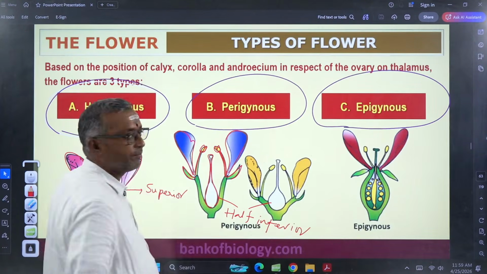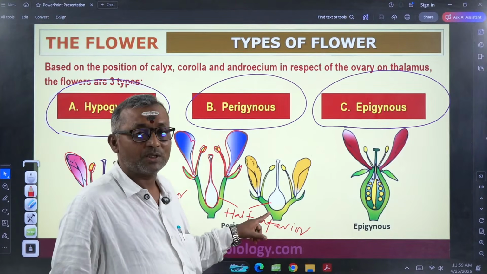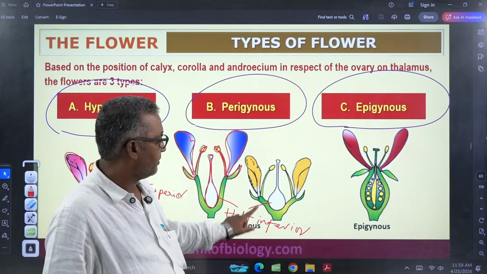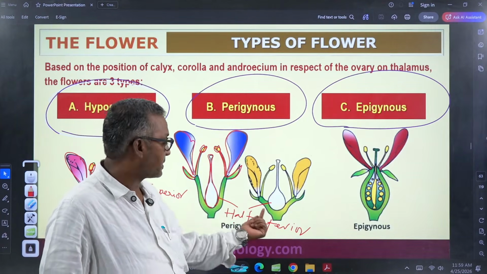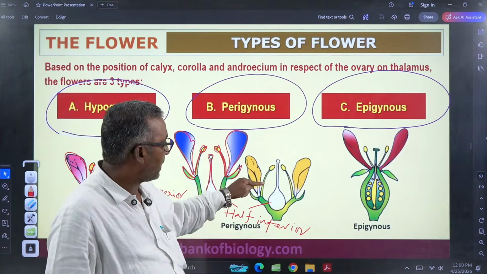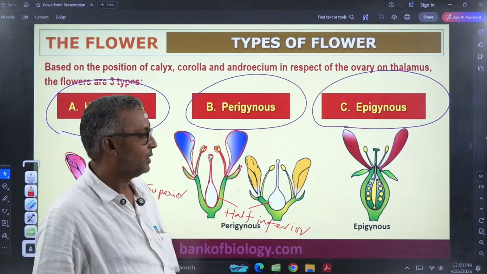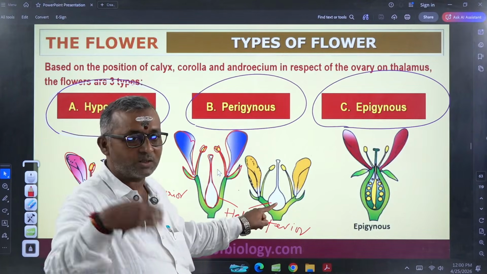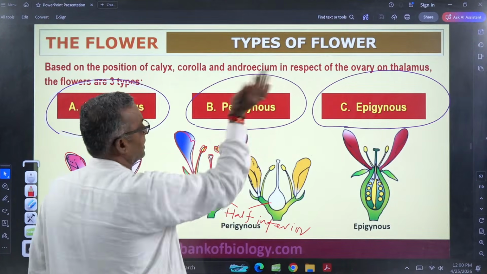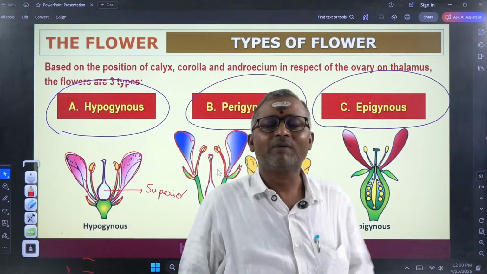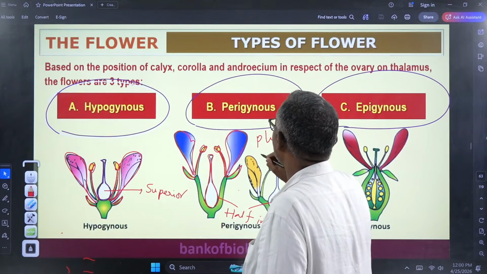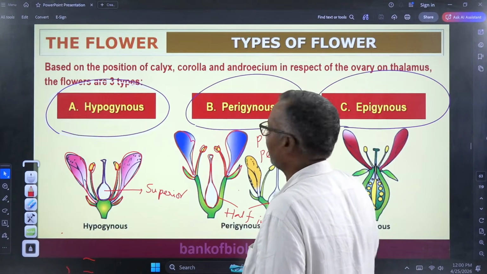Listen to me carefully. So, here ovary position is neither superior nor inferior, because the remaining floral parts are not coming from the base of ovary or above the level of ovary. So here position of ovary is neither superior nor inferior, hence it is called half inferior, and such kind of flowers are called perigynous flowers. We have some examples for these perigynous flowers, like plum is one example, peach is another example.